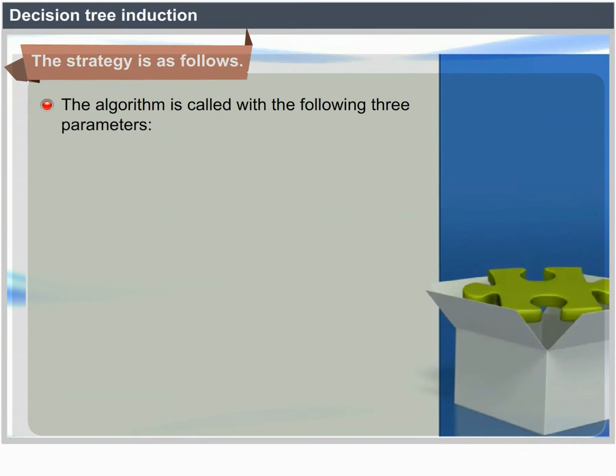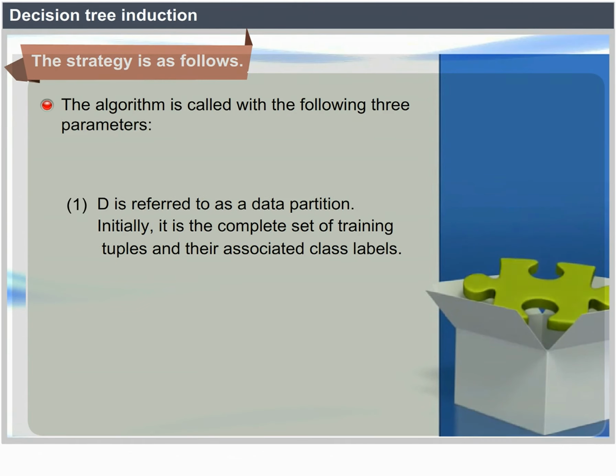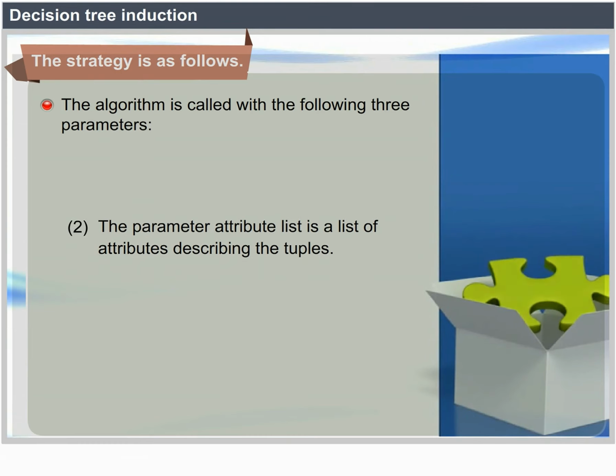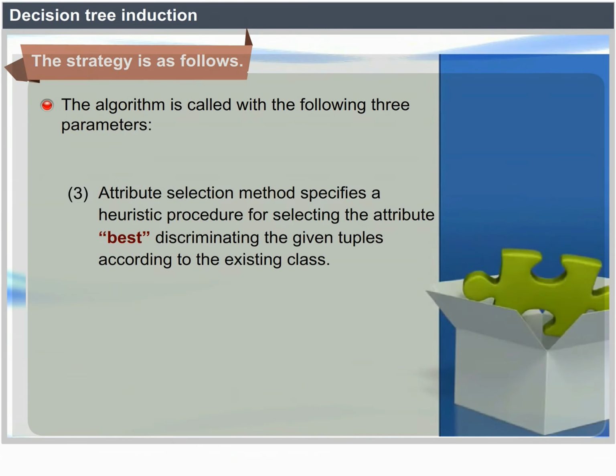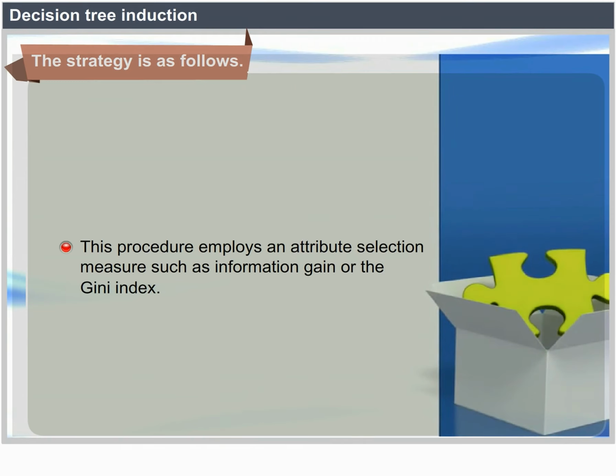The algorithm is called with three parameters: D, attribute list, and attribute selection method. We refer to D as a data partition. Initially, it is the complete set of training tuples and their associated class labels. The parameter attribute list is a list of attributes describing the tuples. Attribute selection method specifies a heuristic procedure for selecting the attribute that best discriminates the given tuples according to class. This procedure employs an attribute selection measure such as information gain or the Gini index.